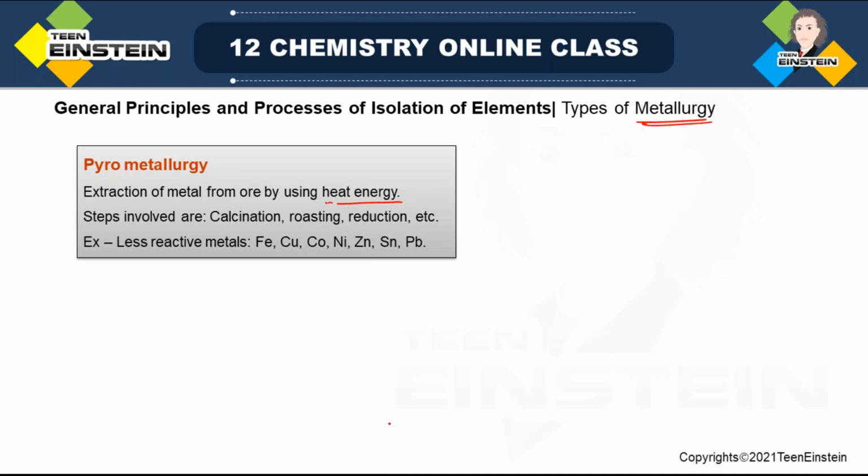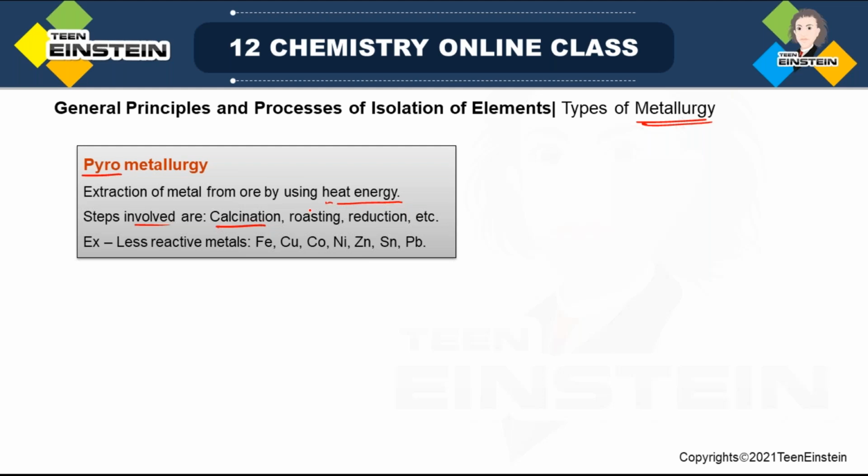When we are using heat energy, because the word pyro is related to heat, so it must be the case where heat energy is used. So when extracting metal using heat energy, it will be called pyrometallurgy. As we have already seen, metallurgy contains different steps. The steps involved are calcination, roasting, reduction, etc. This is not the end, it is just 3 examples. We will consider all of these separately, but all these are under pyrometallurgy, because in all these processes you have to provide a very high temperature.